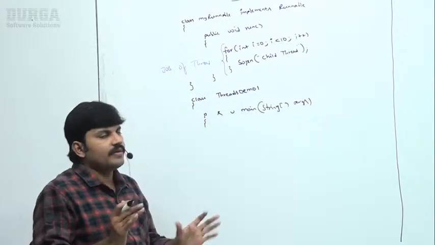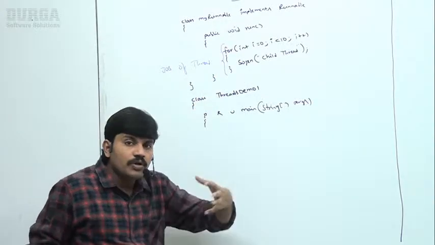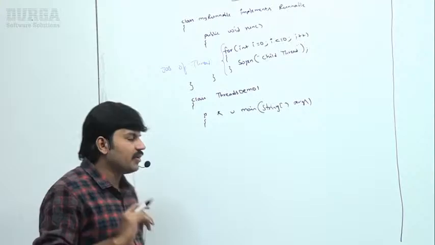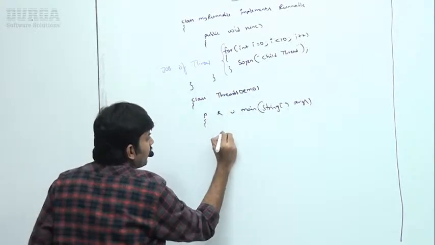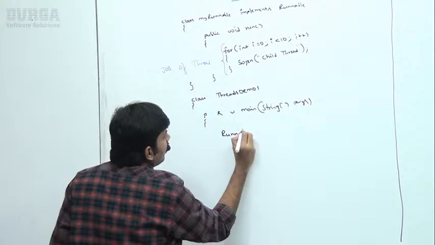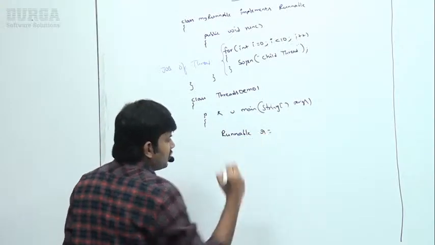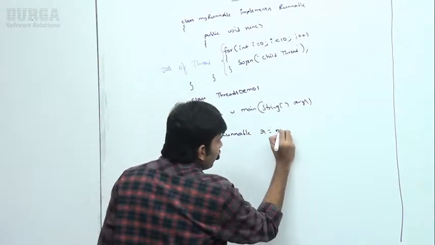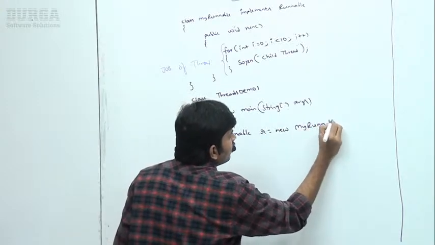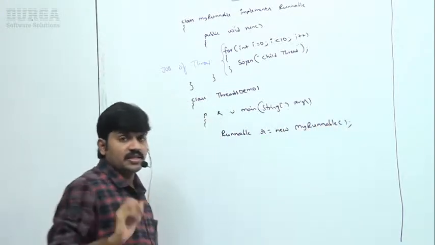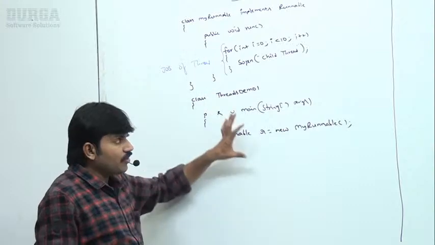Now I want to define a thread for this job and execute that thread. What is the way? First create an object for this. Runnable r = new MyRunnable(). Just I created one runnable object.